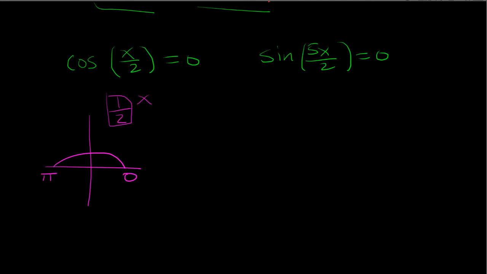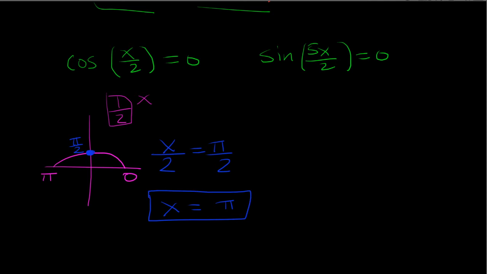And I'm saying, okay, when is cosine equal to 0? Well, there's only one option, or one place. It has to be pi over 2. So we're going to set x over 2 equal to pi over 2 and get that x is equal to pi. That's one solution for cosine x over 2.